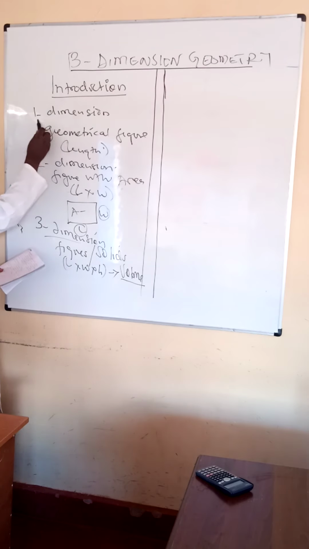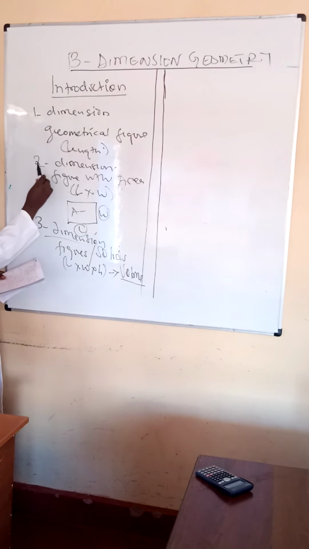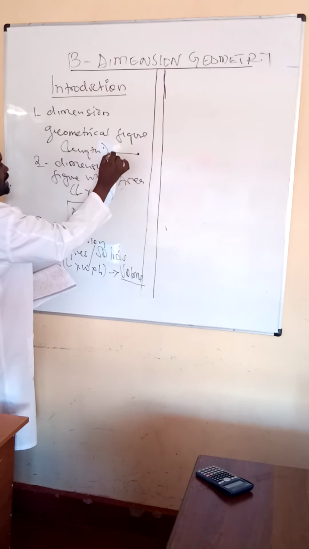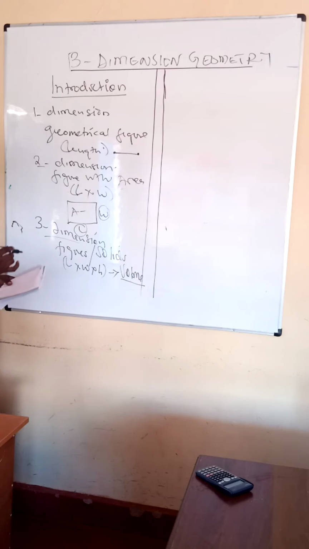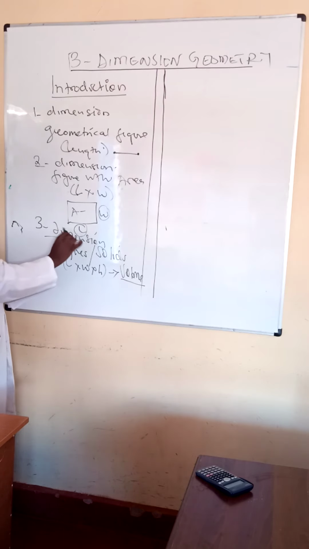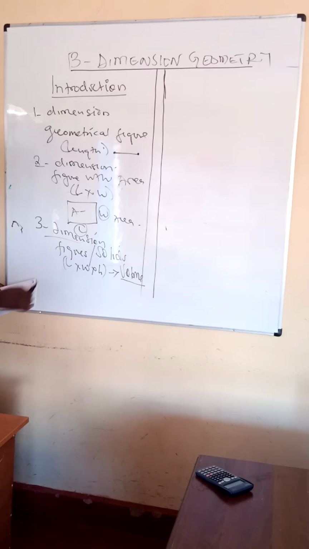So, one dimension means they are figures with only length. That is just a line. It can only have lines. When we talk about two dimensions, they are figures with the length and the width, so we can find the area. Then three dimensions, which is our concern, are figures with volume. They have the length, the area, and hence the volume.